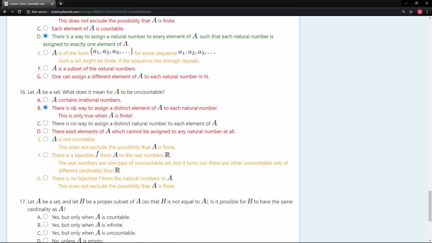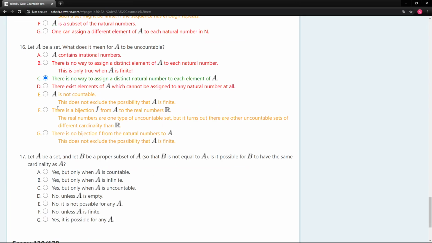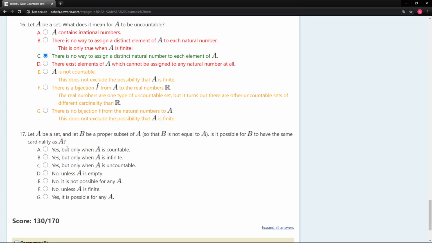Okay, I seriously went through each element and none of them was right. This is only true if A is finite. To be fair, all the things that I thought were the answer, they kept saying, hey, it's not, A could be finite. But in my definition, there's no way to assign a distinct natural number to each element of A. Okay, sure. So that's how they've assumed that A is uncountable. Took way too much time on this.